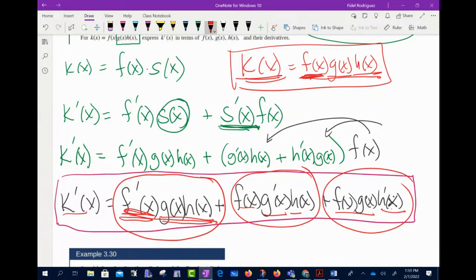Okay, look at the second part. Didn't we take the derivative of the second one? And we left the first one and the last one alone? And then look at the last part. Didn't we take the derivative of the last part and leave the first two alone? You see what I mean? Does that make more sense?